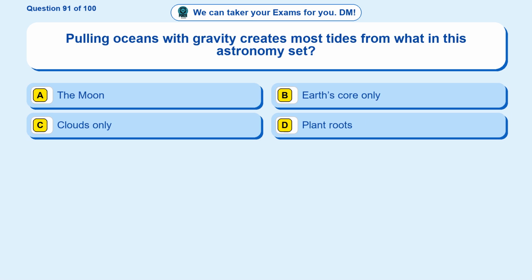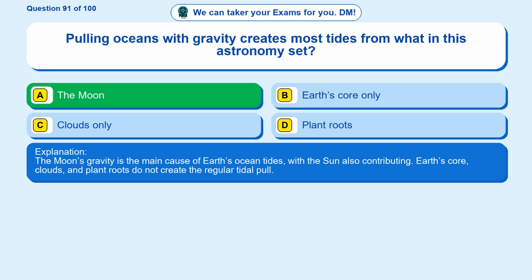Question 91. Pulling oceans with gravity creates most tides from what in this astronomy set? Option A, the moon. Option B, Earth's core only. Option C, clouds only. Option D, plant roots. The correct answer is option A. The moon. The moon's gravity is the main cause of Earth's ocean tides, with the sun also contributing. Earth's core, clouds, and plant roots do not create the regular tidal pull.